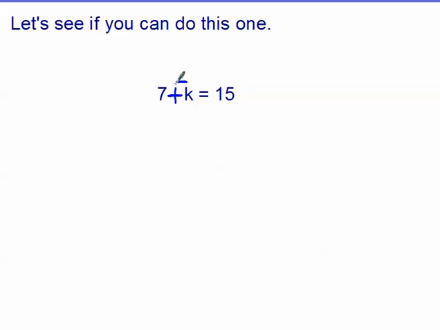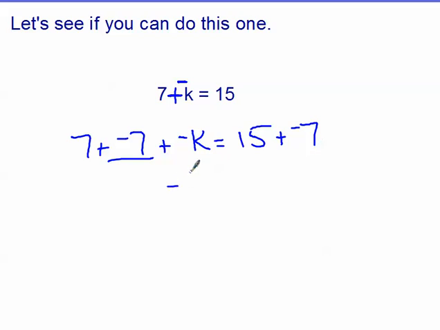So our goal is still to get the letter by itself. That means I need to get rid of this 7, and to do that, I add its opposite. So we've got 7 plus negative 7. That gets rid of the 7 part. Plus negative k equals 15 plus the new part. What did I add? The negative 7.